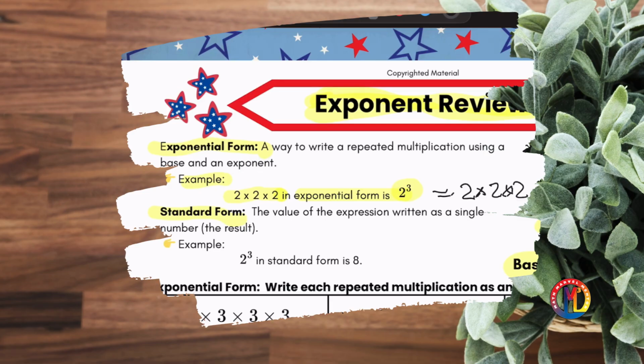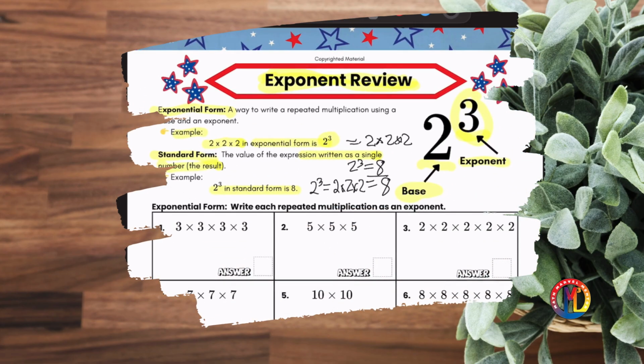Now, standard form is when you solve it out. It's the value of the expression written as a single number. It's the result. So 2 to the 3rd power in standard form is 8. It's basically telling you what it equals. 2 to the 3rd power is 2 times 2 times 2, which is the answer 8. So 2 to the 3rd power equals 8. And that's standard form. So we're going to start here with practicing exponential form, and we'll do two problems.